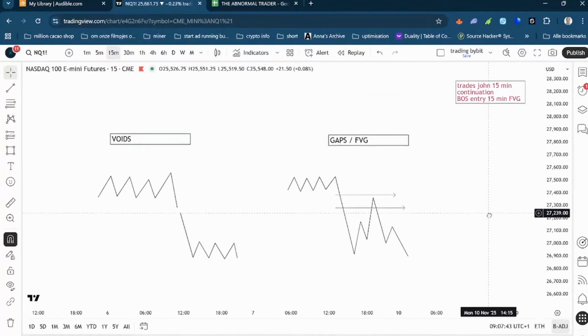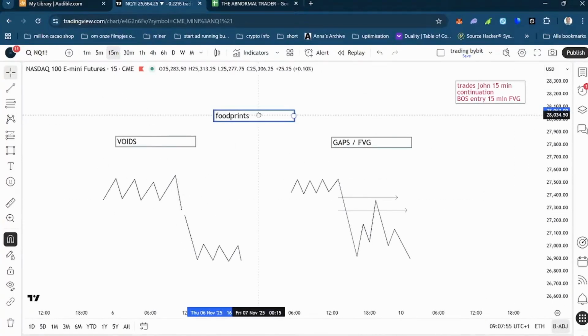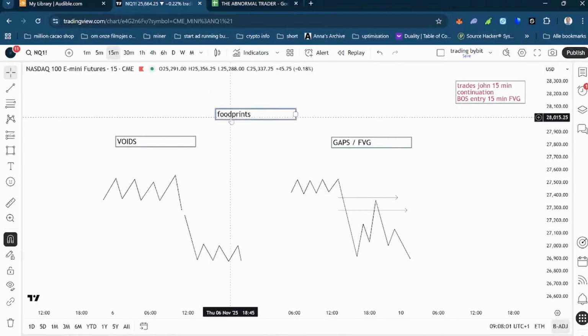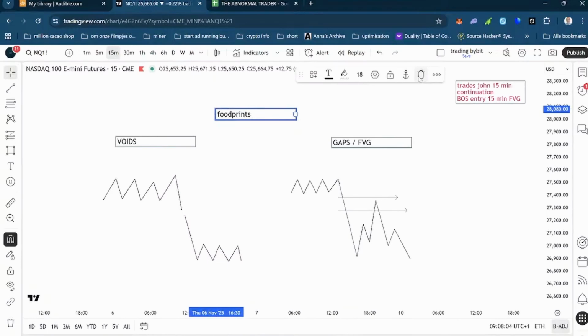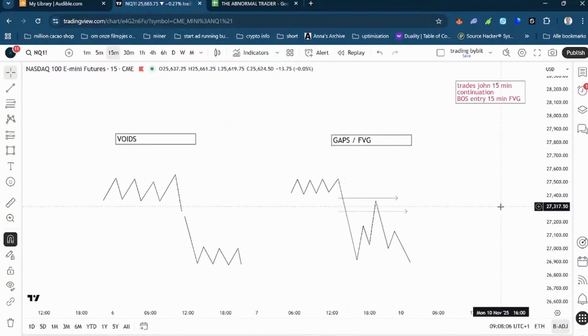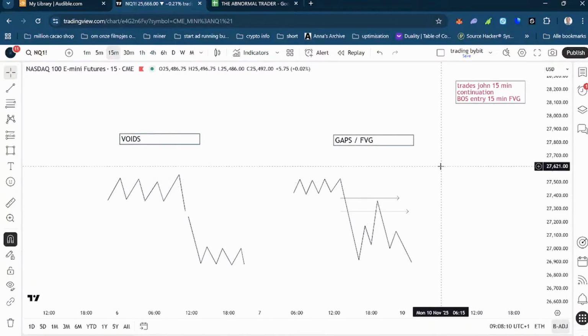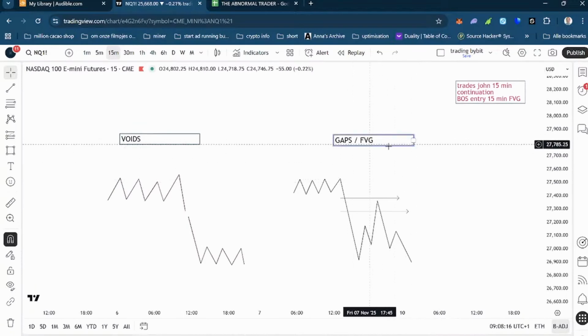Today's lesson is going to be about footprints, not actually food from food, but from feet. I'm not actually sure if I'm writing it correctly. I think it's footprints with a T instead of a D, but it doesn't matter. And we have a lot of them. One of them is voids, and the other one we actually use every day. Those are fair value gaps.